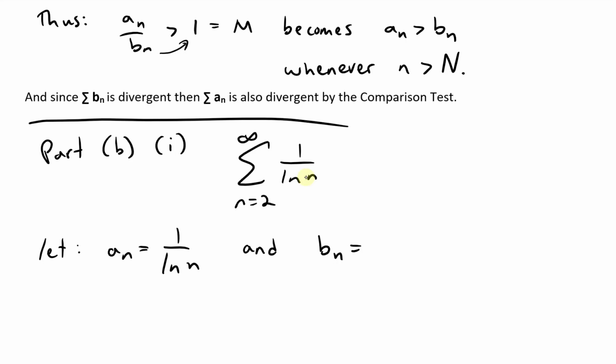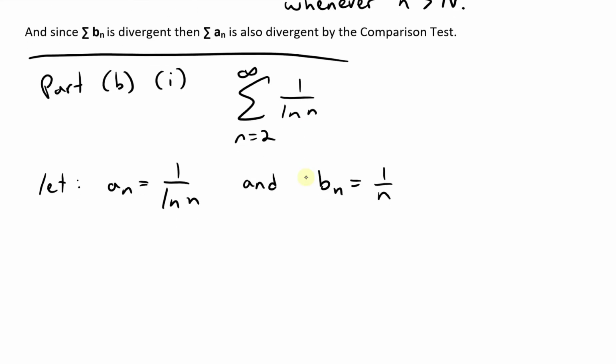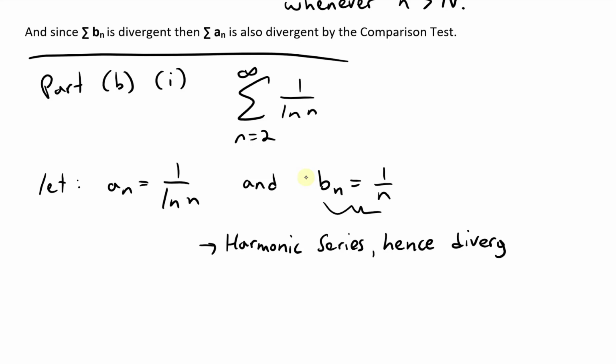So what my calculus book did was cleverly pick b_n equals 1 over n, which is the harmonic series. And remember, the harmonic series is divergent. It's just a divergent p series with p equal to 1, so 1 over n to the power of p. So it's a divergent series.